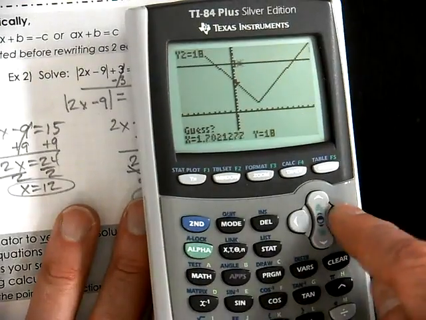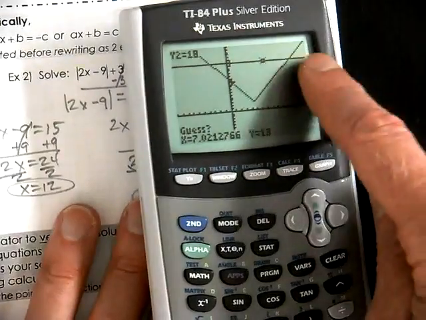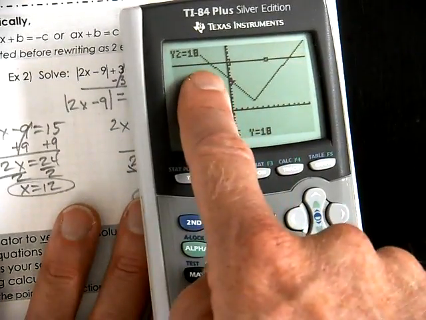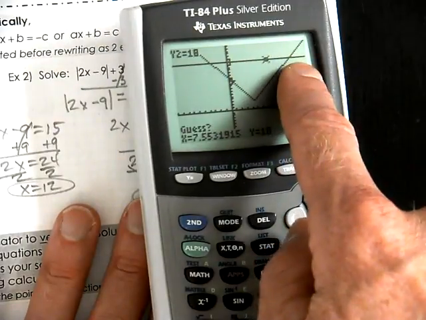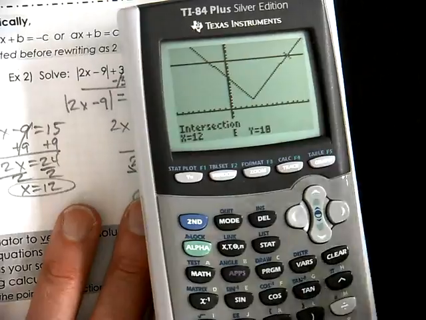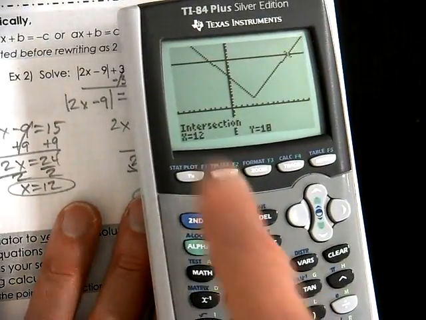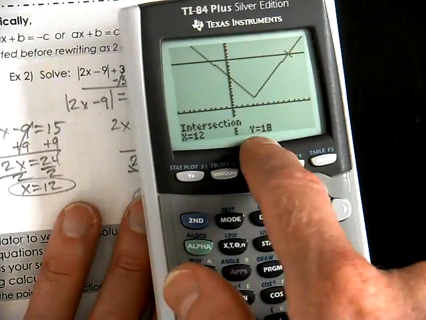So I have to move my cursor to get closer to that answer. So I'm closer to this one than I am to that one. Closer to it. I'm close enough. Get closer if you want. Doesn't matter. Hit enter. And it gave me that answer. Gave me the intersection. When x is 12, I got 18.